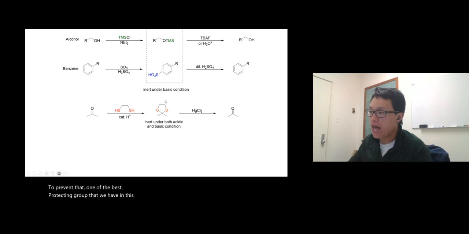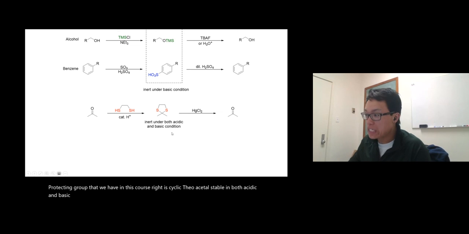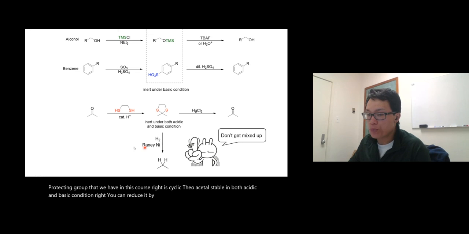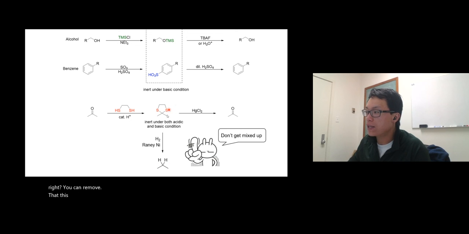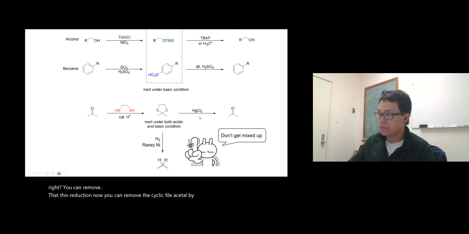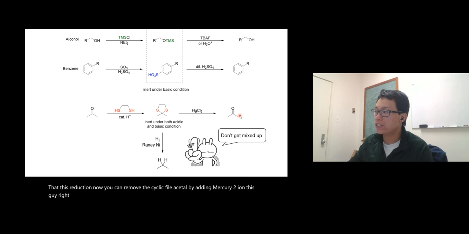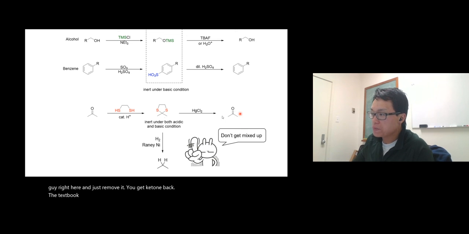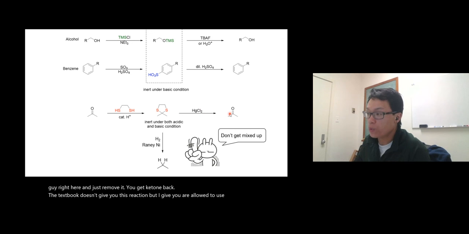To prevent that, one of the best protecting groups that we have in this course is the cyclic thioacetal, stable in both acidic and basic condition. You can reduce it by adding hydrogen gas and Raney nickel; this is a reduction. You can also remove the cyclic thioacetal by adding mercury ion, and you get the ketone back. The textbook doesn't give you this reaction, but I give it to you. You are allowed to use it on a quiz or an exam.